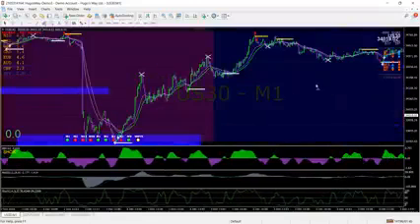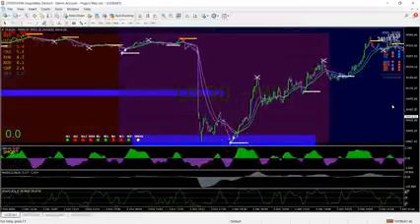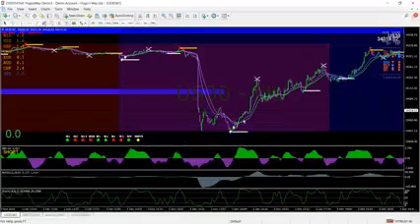Is that it right there? Yeah, that's it right there. You see the arrows? You see what I'm saying? So like I could get in down there, right? And it sucks because sometimes the market does this.